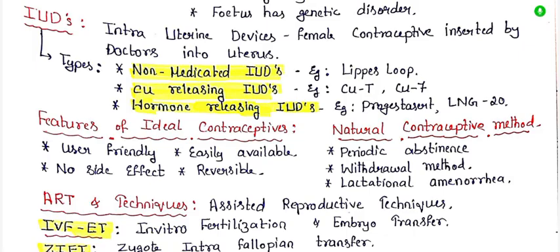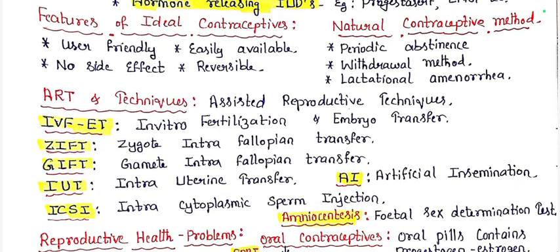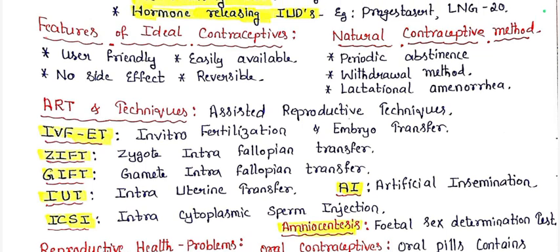Next important topic is intrauterine devices. So the examples you remember: non-medicated IUD is Lippes loop, copper-releasing are Copper T and Copper 7, and hormone-releasing IUDs are Progestasert and LNG-20. And remember the ideal features of contraceptives: user friendly, easily available, no side effects, and it should be reversible.